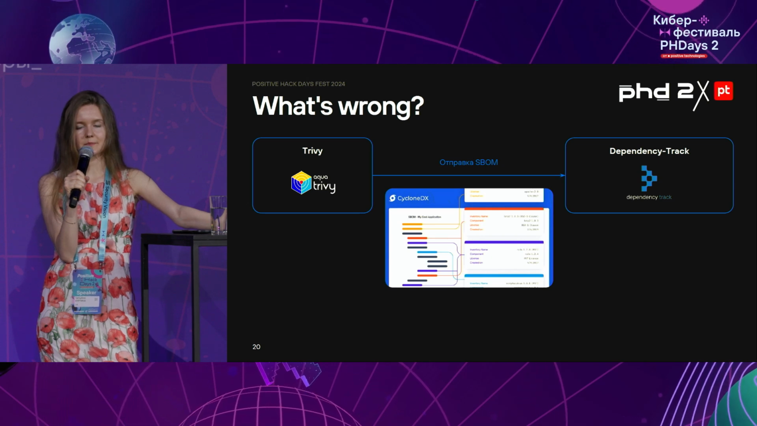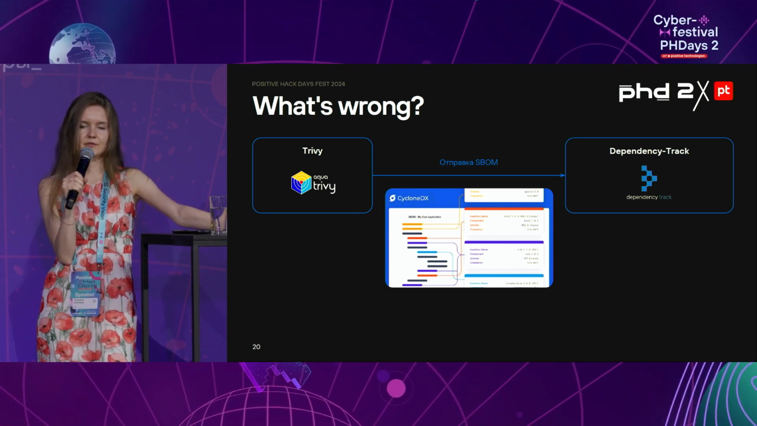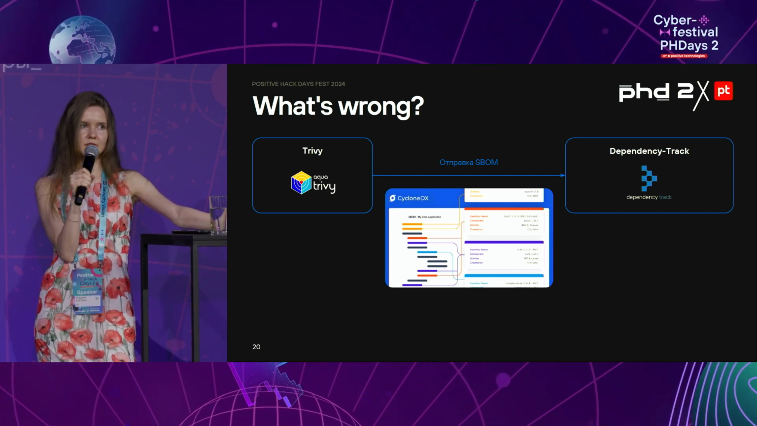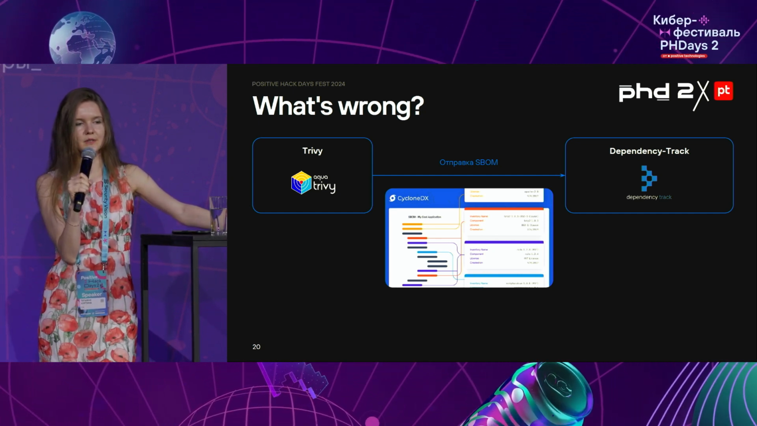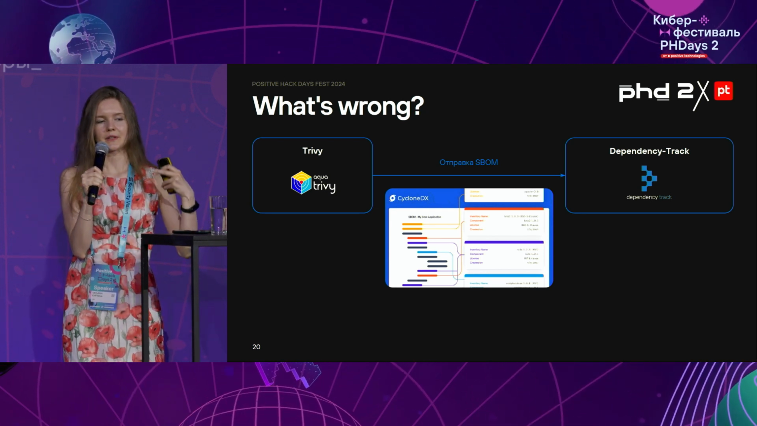So what could go wrong? We would do this with CycloneDX and send it to Dependency Track for further analysis, and it would scan them. Of course, it would scan them, but according to our experience, not a very good experience, it would not.